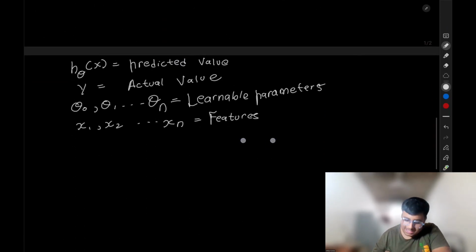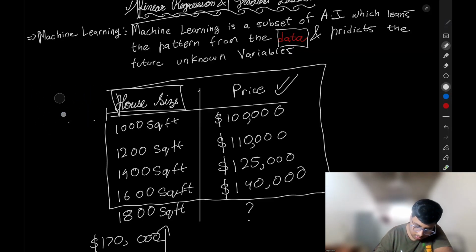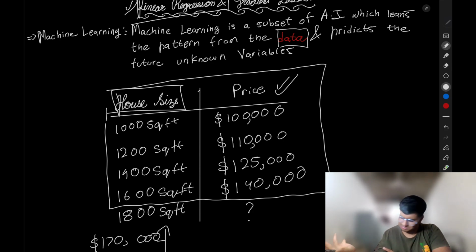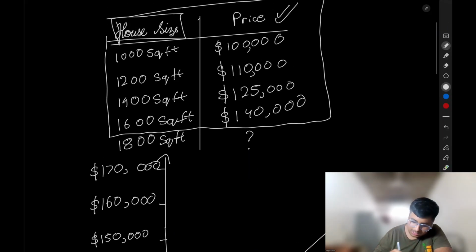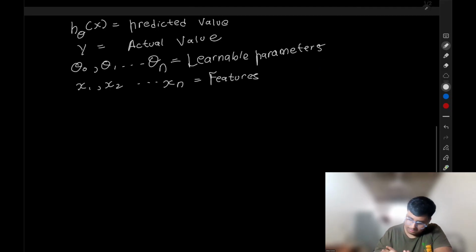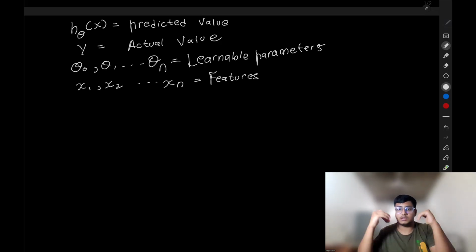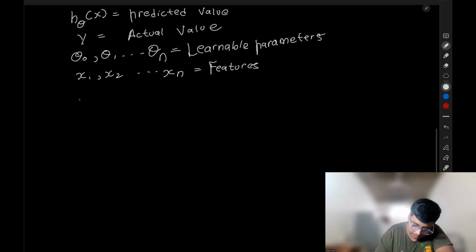So for now, we are only considering house size. We are not considering the number of rooms or number of bathrooms, number of tiles, whatever you want. For now, we are considering house size for easier calculations. Predicted value, actual value, and these are the learnable parameters, theta naught, theta 1, dot dot dot, theta n, which are going to be learned by the algorithm on our data set by performing some calculations on our data set. So let's calculate the cost function.